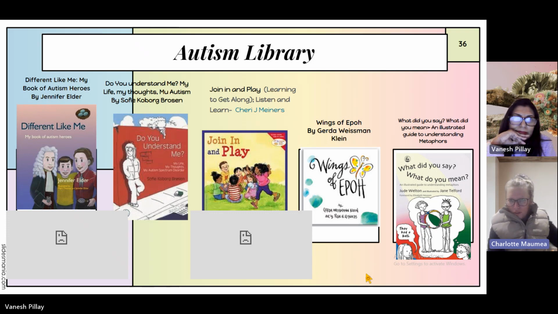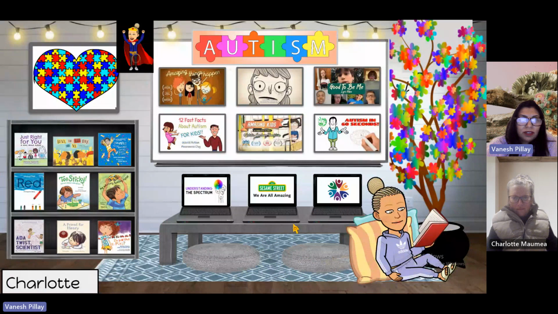And what did you say? Like, what did you mean? So this is all metaphors, so how to help an autistic student understand when they don't understand the metaphors. And then I think there's another couple of pages maybe. Oh, sorry, I went too fast. Oh, I like this. Yeah.